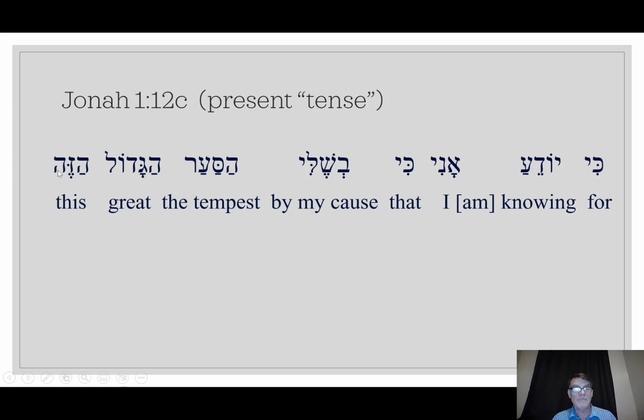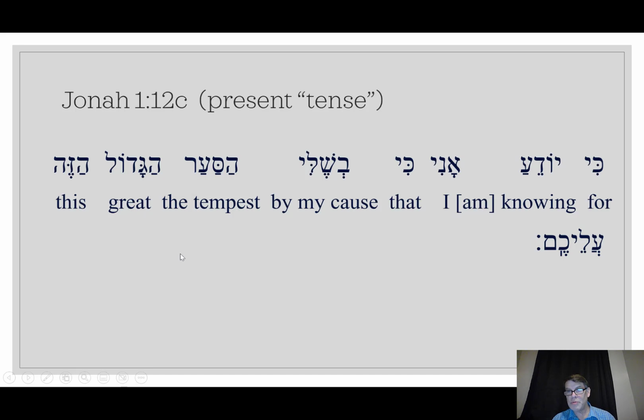So we've got the. Do we agree in definiteness? Do we agree in gender? Well, sa'ar is masculine, gadol is masculine, and ze, remember ze? Ze is the masculine singular demonstrative pronoun, the near one, this. So the tempest, the great, the this. And we have to put that in our Hebrew pipe and smoke it, and it comes out, this great tempest in English.